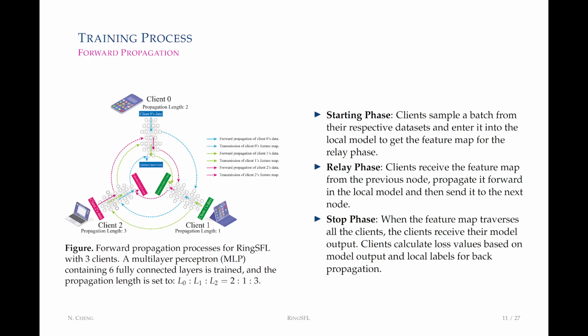Then in the relay phase, client 0 transmits the feature map output from the second fully connected layer of its local model to client 1. Then, since the propagation length of client 1 is 1, it forward propagates one layer on its local model and transmits the resulting feature map to client 2. Similarly, client 2 forward propagates 3 layers on its local model to obtain the final model output and transmits it back to client 0. Finally, in the stop phase, client 0 uses the received model output and the corresponding label to compute the loss value. This is a complete forward propagation process for client 0, while the forward propagation processes for other clients are similar to that of client 0.